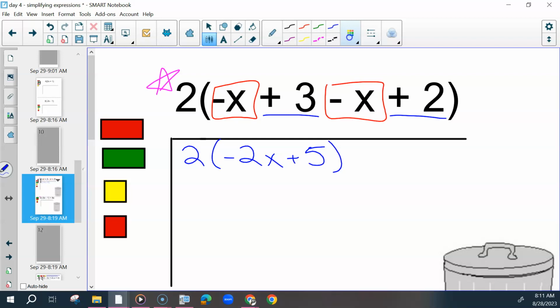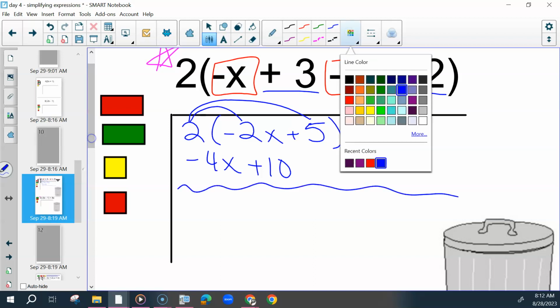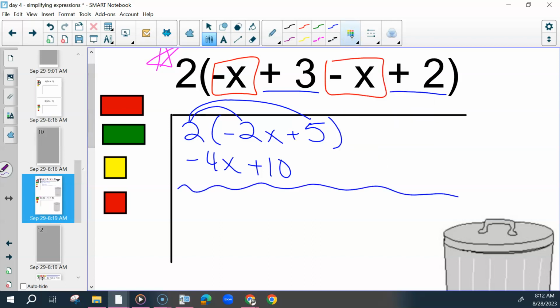So multiply 2 times negative 2 and 2 times 5. What would that be? Negative 4x plus 10. 2 times negative 2, 2 times 5. You could also, so I'm going to do this way down here. Let's say I had this same thing, I'll rewrite.